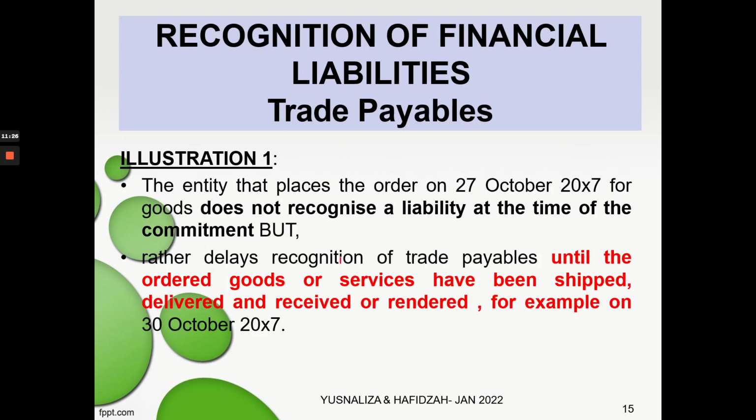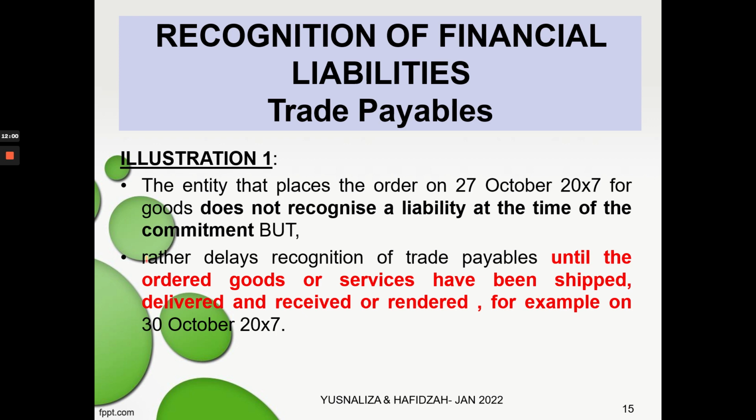So let's look at our illustration to show the application of those definitions. Illustration 1: the entity places an order on 27th of October. So on 27th of October, that was just an order, perhaps online, that they normally have received from their customer. But on that date, the reporting entity will not recognize a liability yet at the time the order was being met, because that was just an order.